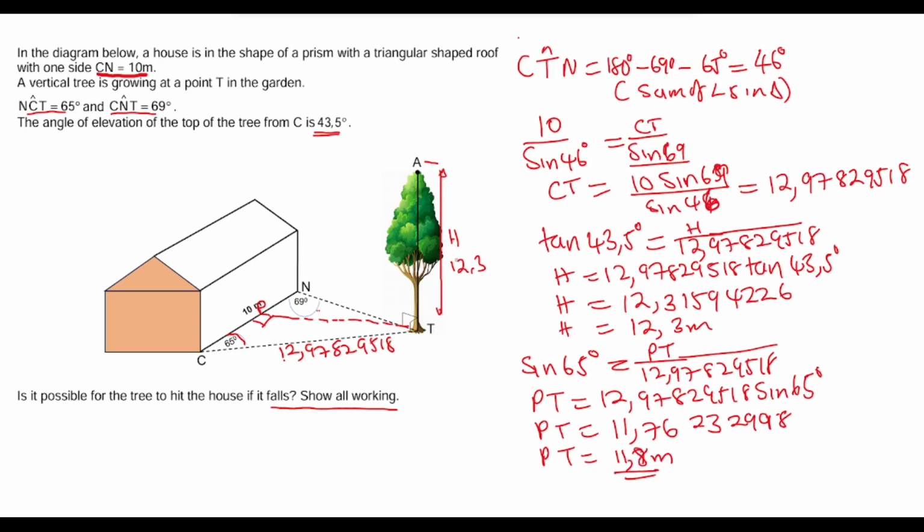The tree is 12.3 meters. This distance PT is 11.8 meters. Therefore, the tree will hit the house.